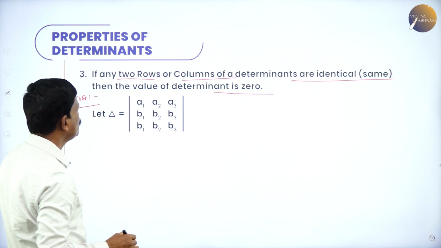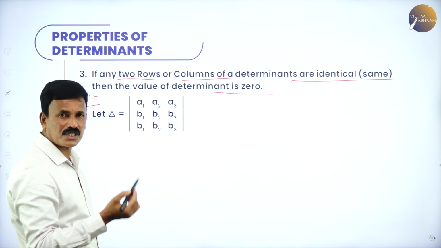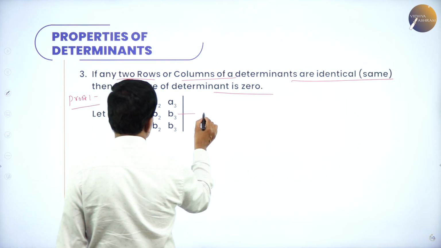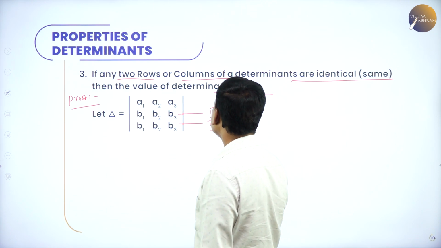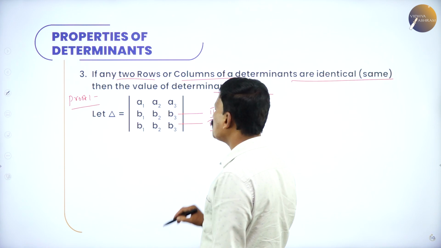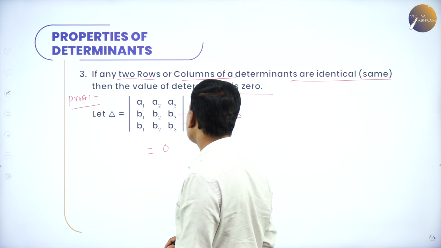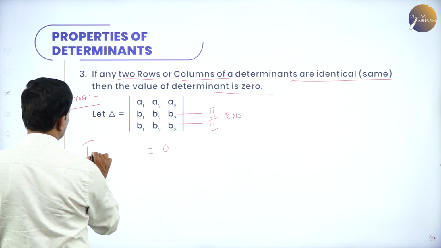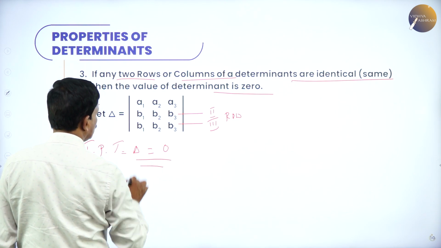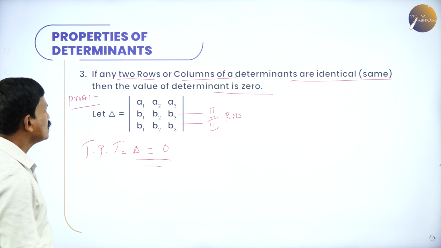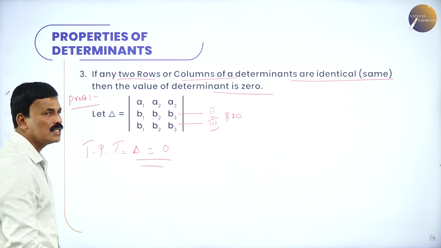So A1, A2, A3, B1, B2, B3 and B1, B2, B3. According to the statement, these two are the same: the second and third rows are the same. Then according to the definition, the value of the determinant is equal to 0. Now to prove that delta is equal to 0: since the second and third rows are the same, the value of the determinant is 0.